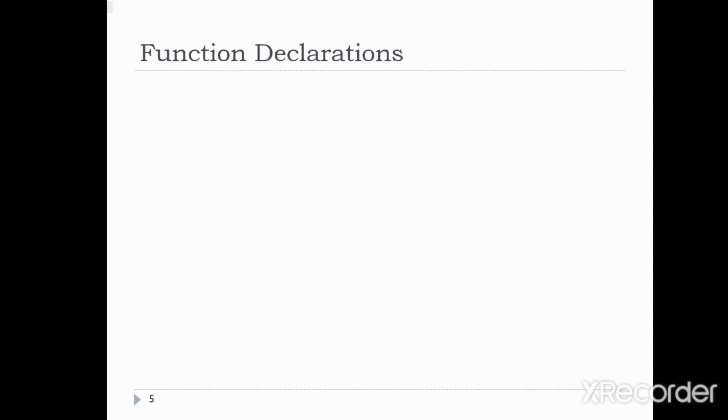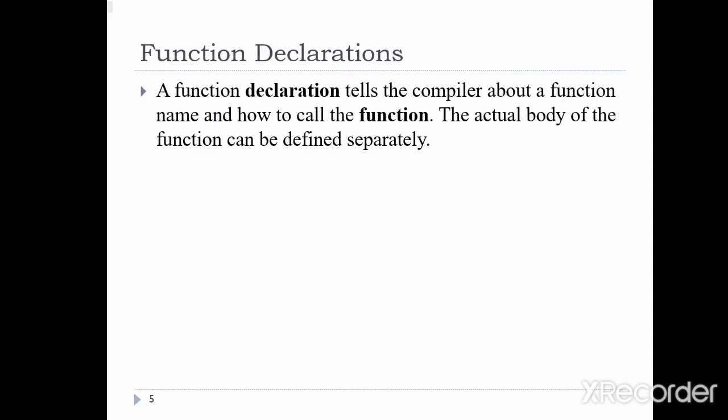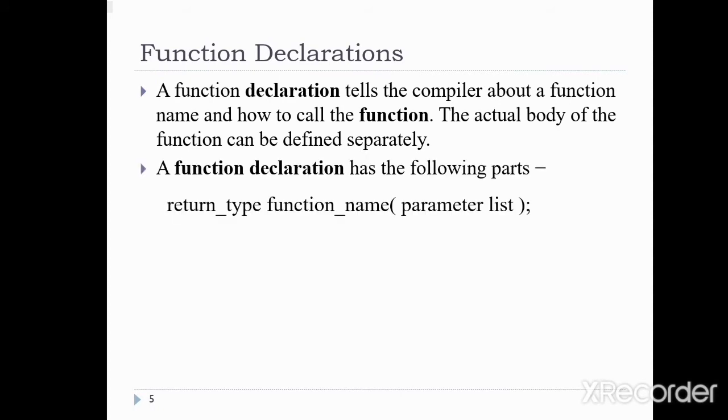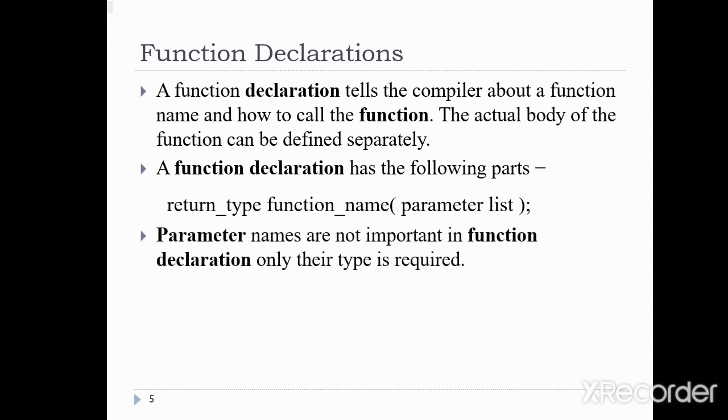Now next, function declaration. So how to declare a function? A function declaration tells the compiler about a function name and how to call the function. The actual body of the function can be defined separately. A function declaration has the following parts: return type, function name, parameter list. Okay, parameter names are not important in function declaration, only their type is required. In function declaration the parameter name is not important but the type is required.